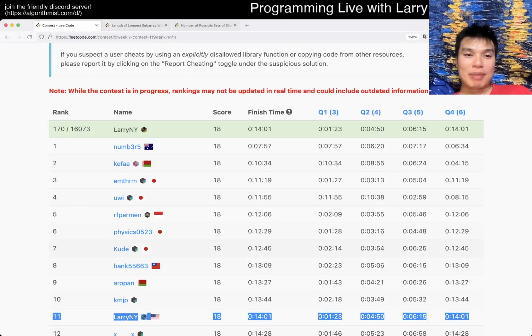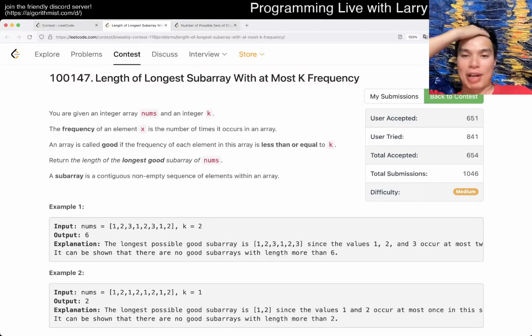This is me going with Q3 of the bi-weekly contest 119, length of the longest subarray with at most K frequency.